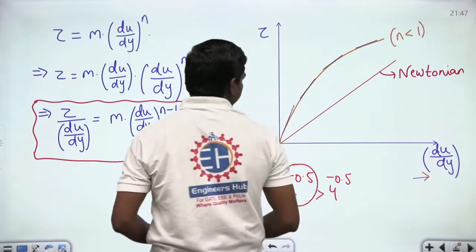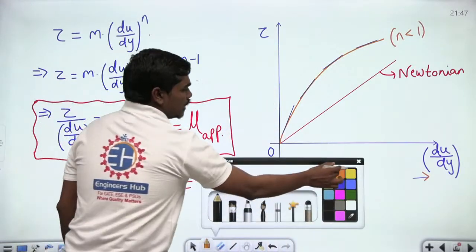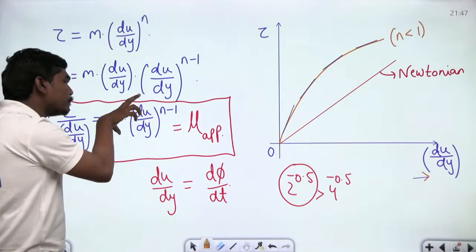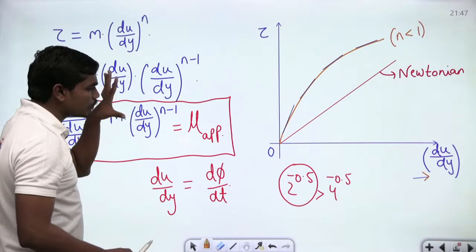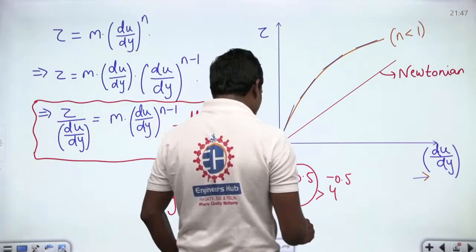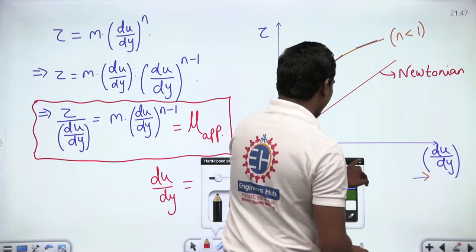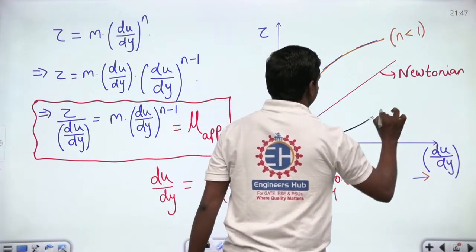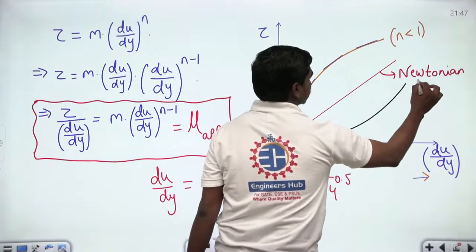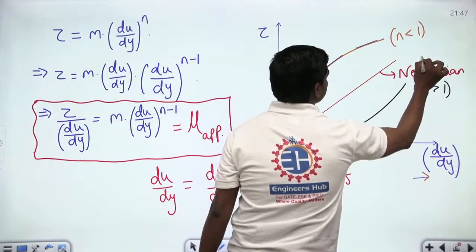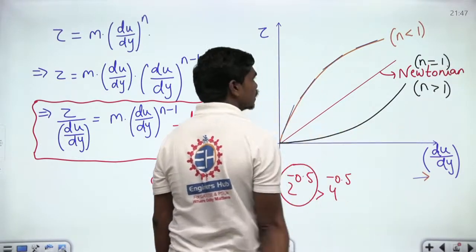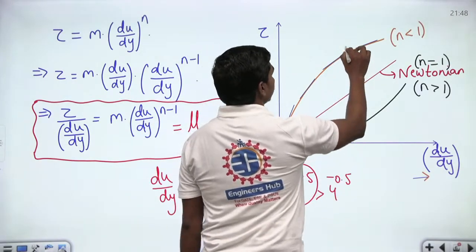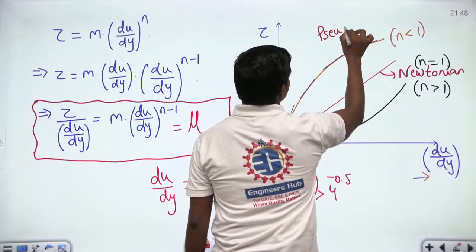Now, if you reconsider, when n is greater than 1, as you keep increasing du by dy, this complete term keeps increasing, correct? So if this complete term keeps increasing, then you get a graph something like this, which we'll be plotting now. Let us use some other color. So you can see clearly the graph looks something like this, and of course this is the case when n is greater than 1, and the Newtonian is the case when n is equal to 1. And the fluids having n less than 1, you know this, are called pseudoplastic fluids.